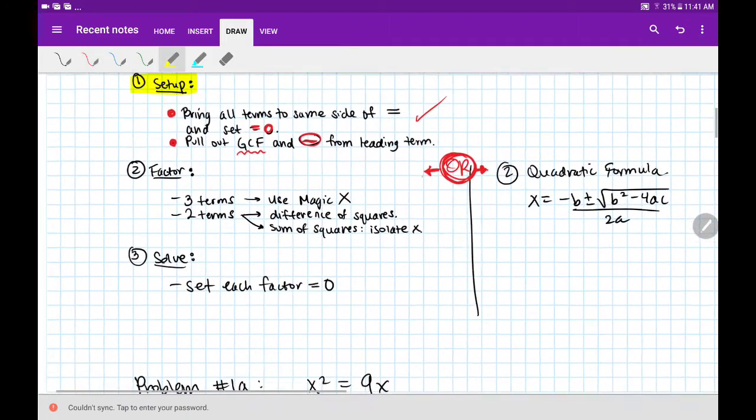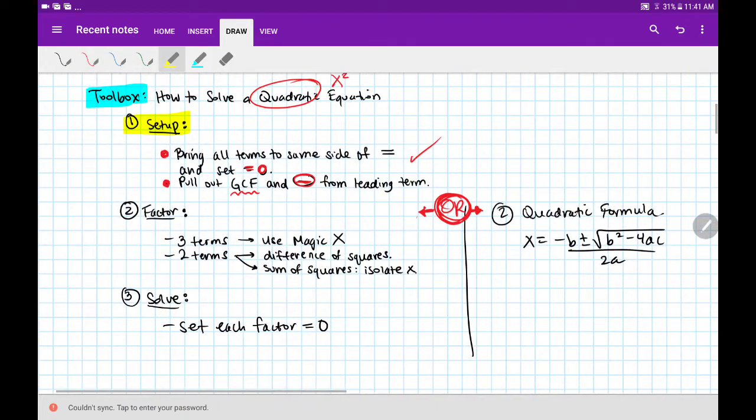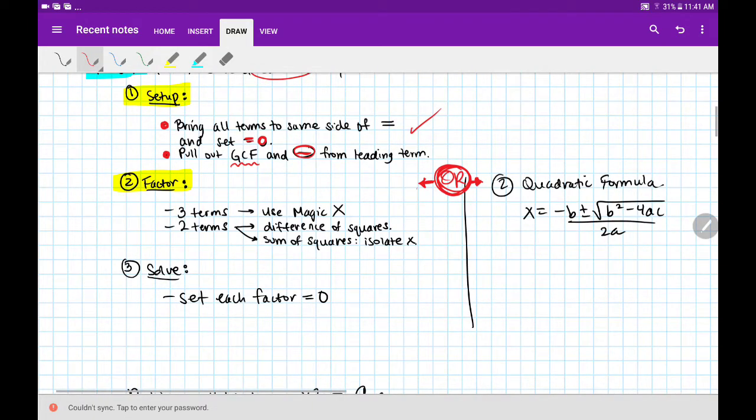After we've set up, we start factoring. Now, careful. We want to decide which method. If there's 3 terms, we'll use magic x, or at least we'll give it a shot. Remember, magic x, you need 2 numbers that multiply to a times c, and then that add up, a for add, to b. So they multiply up top and they add at the bottom.